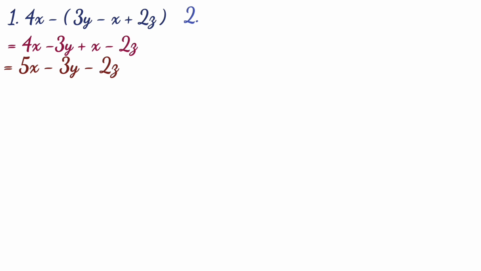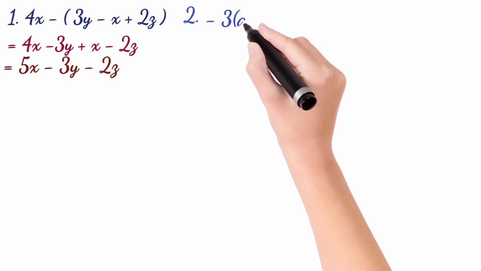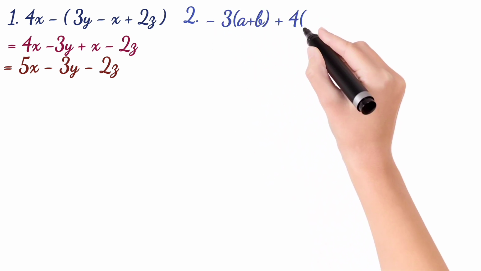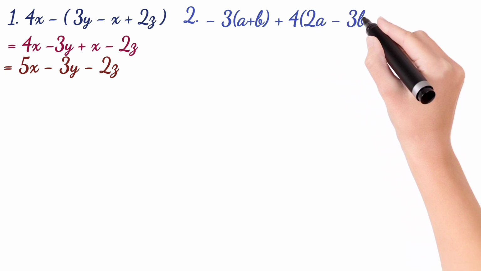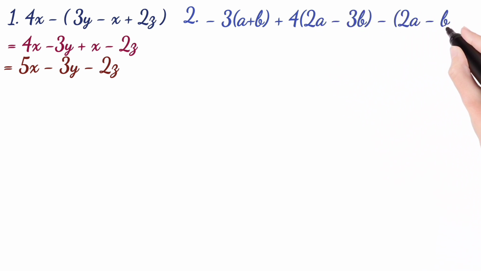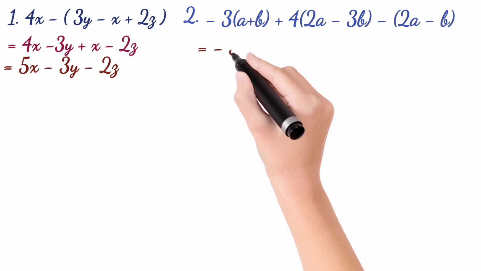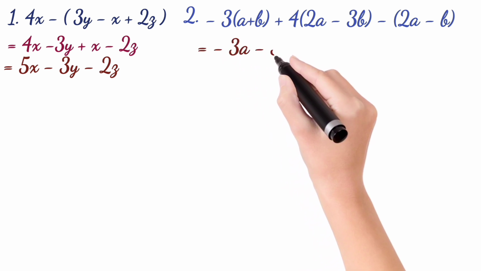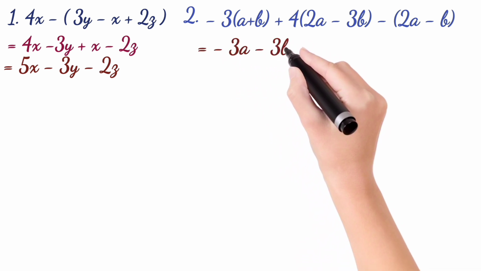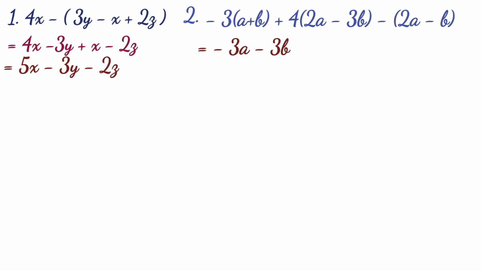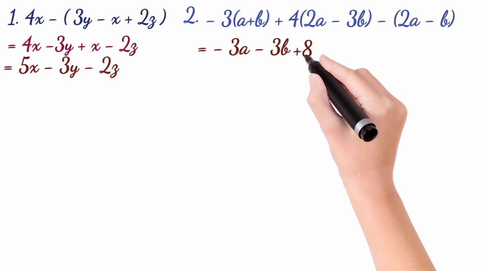Now go for the next sum, number 2. Minus 3 inside the bracket a plus b, minus 4 into 2a minus 3b, minus 2 inside the bracket 2a minus b. We will follow the second golden rule. Minus 3 is before the bracket, so the sign will change. So minus 3a minus 3b, not plus 3b. Now next, plus sign is there, so there is no question of changing sign.